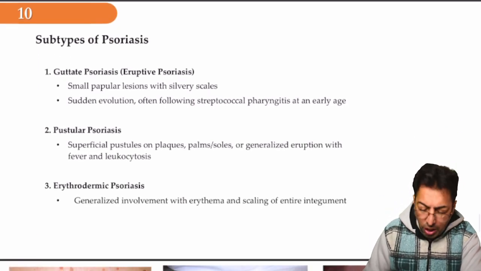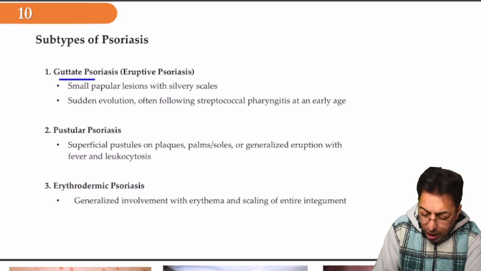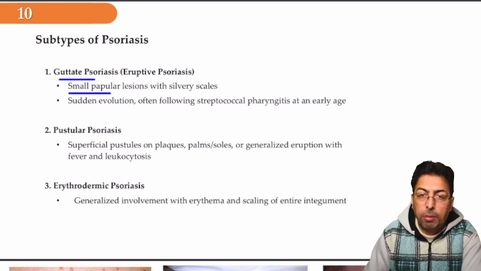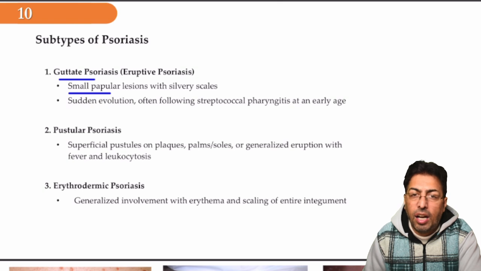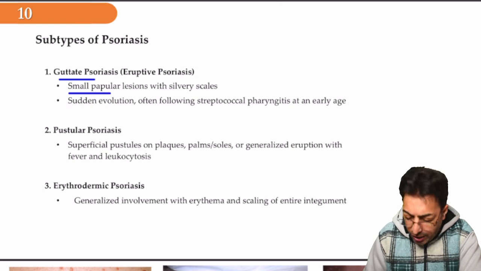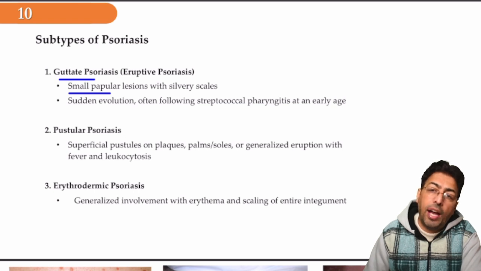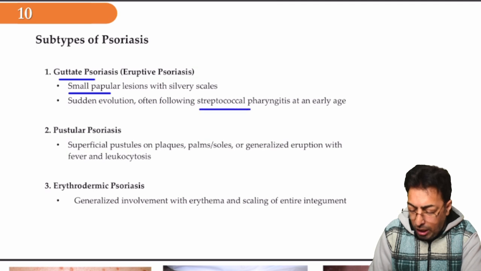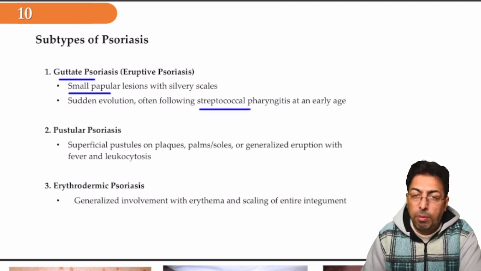As I mentioned, the guttate type of psoriasis is eruptive, having very, very small multiple lesions covering a wide area, and they usually follow an infection, upper respiratory tract or lower respiratory tract, typically streptococcal pharyngitis, which can also be a precipitating factor in causing psoriasis.